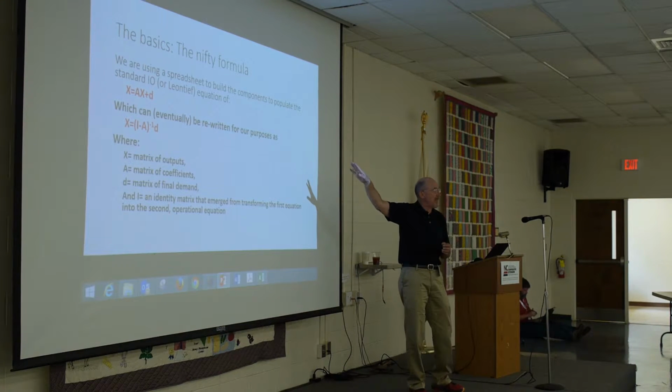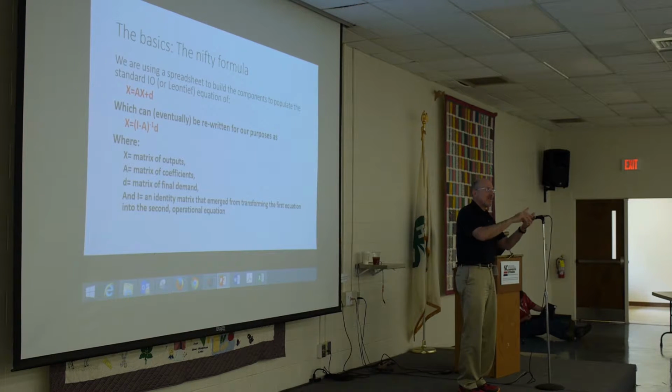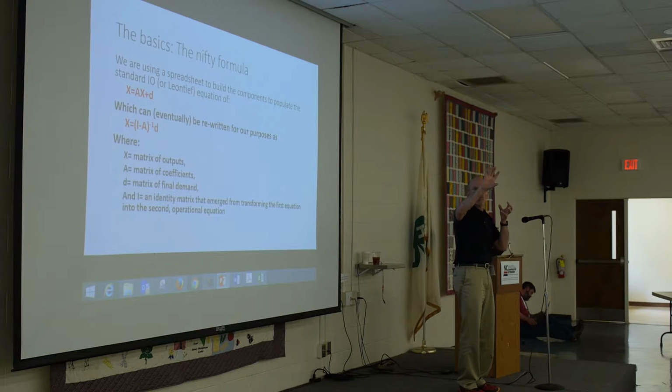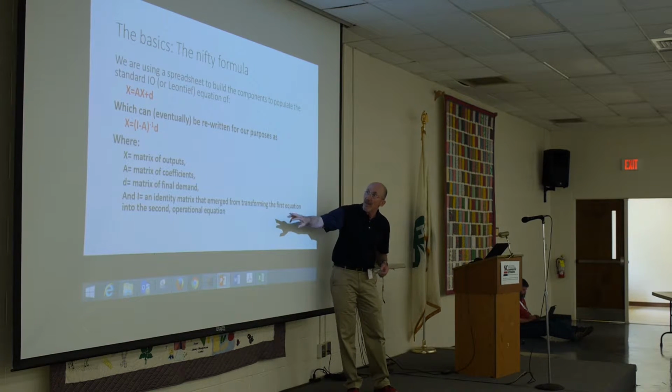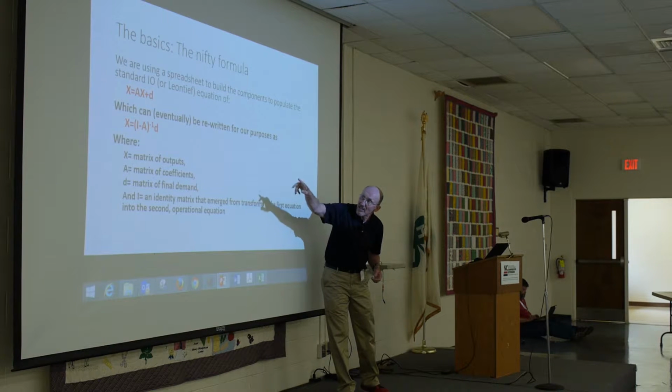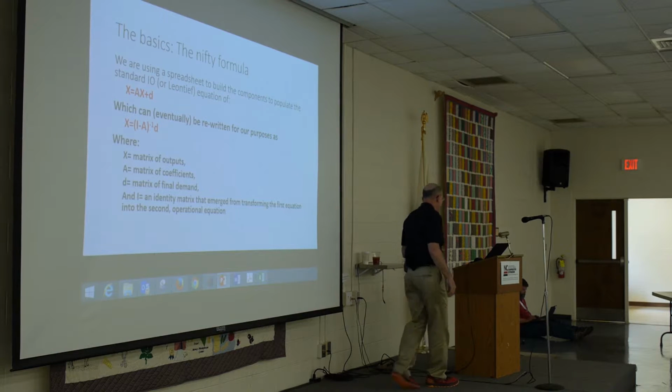And D is final demand. Final demand is who we sell to that's outside. We sell to households, institutions, exports. When I produce a product, who am I selling it to? And it's outside of my economy, not inside my economy. So I have a matrix of final demands. And I have this I thing called an identity matrix, and I'll show it to you in just a second.